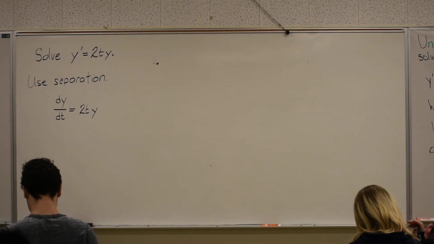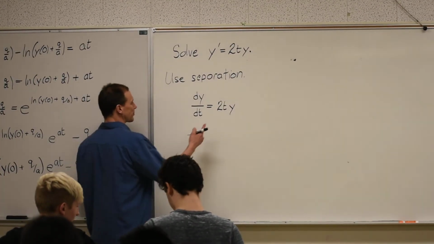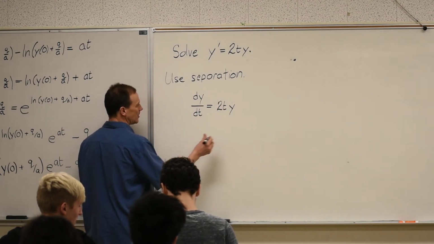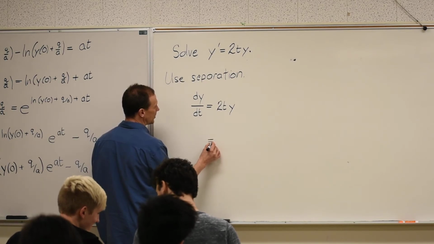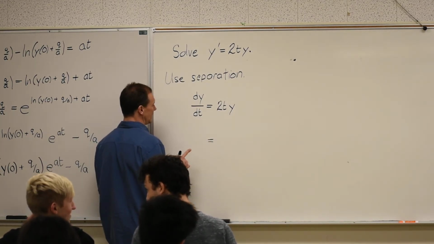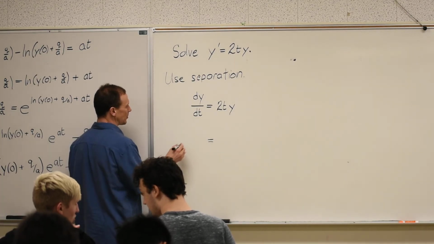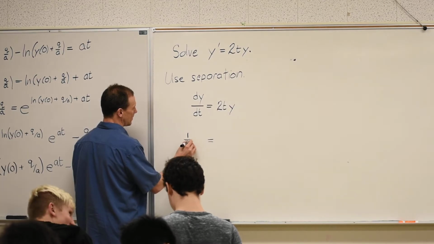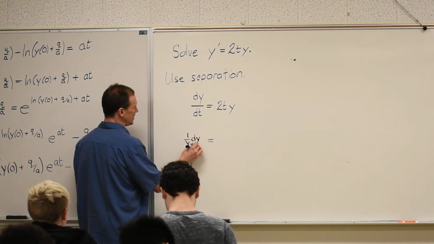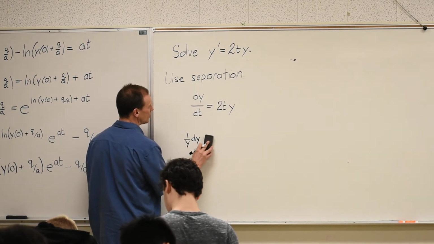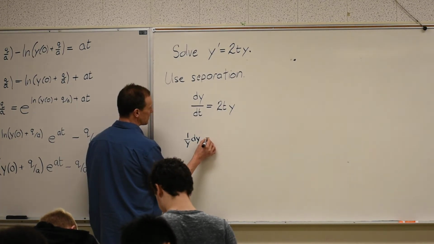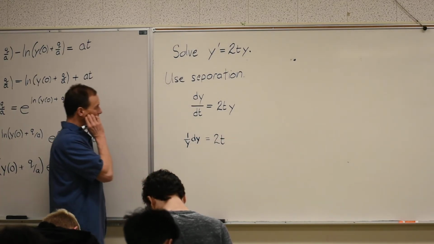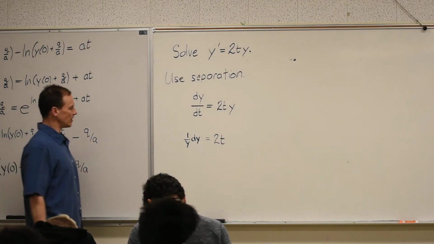So here's what I would do. We know we're going to put the dt on the right. So let's do that. We're going to put a dt on the right. We want our y's on the left. So let's write this as 1 over y dy is equal to 2t dt. And then let's take the integral of both sides.